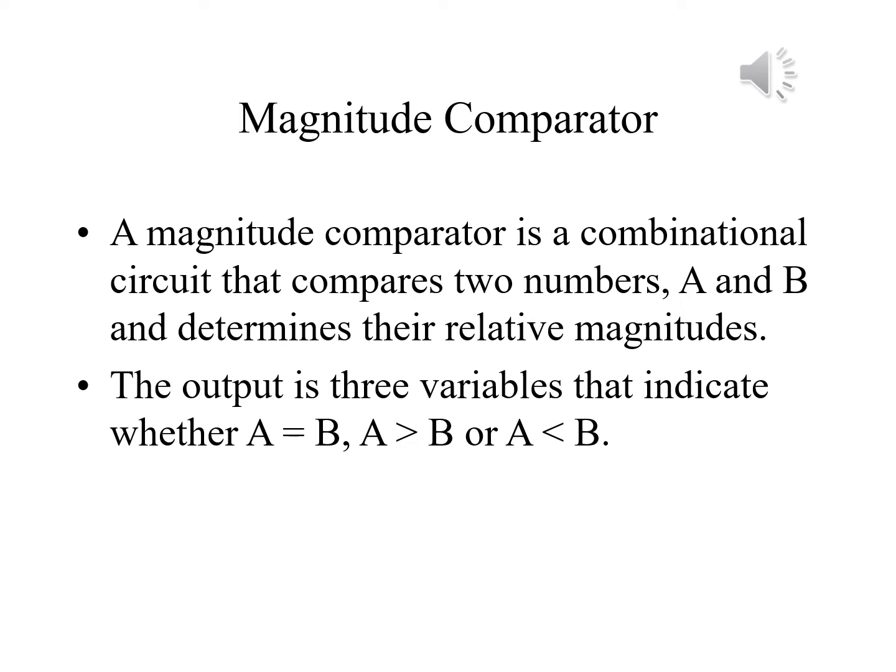In this case, we're looking for one of three different outputs. We want to know if A is equal to B, if A is greater than B, or if A is less than B. We expect that one of these three conditions will be true, the other two will be false.